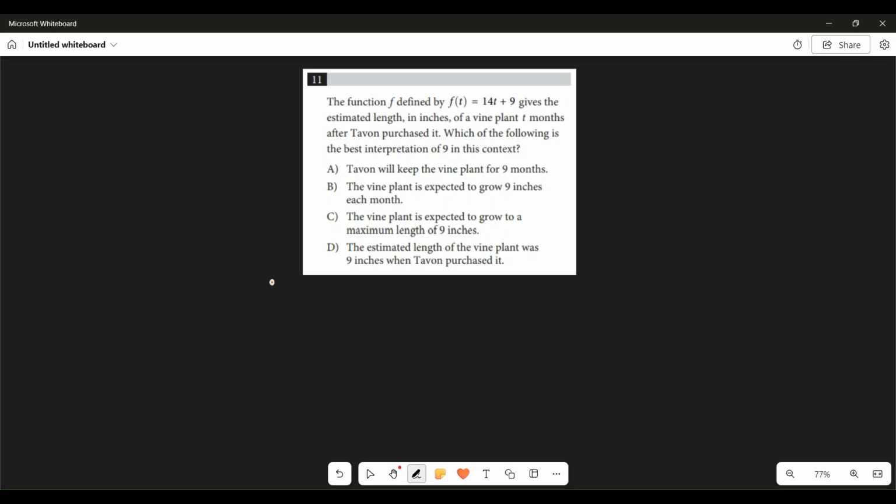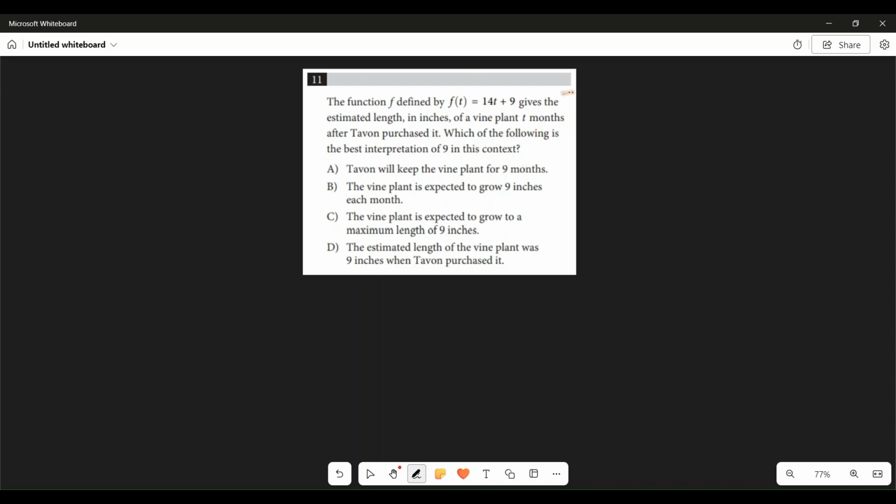This question is from the 2024 official practice bundle 6 module 2 of the math section. The function f defined by f of t equals 14t plus 9 gives the estimated length in inches of a vine plant t months after Tavon purchased it. Which of the following is the best interpretation of 9 in this context?